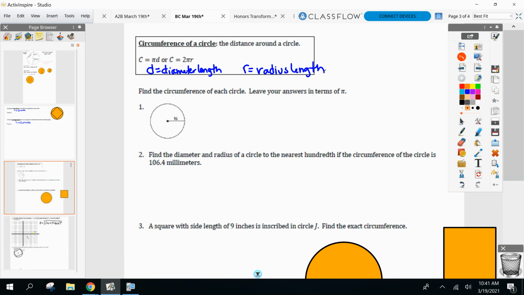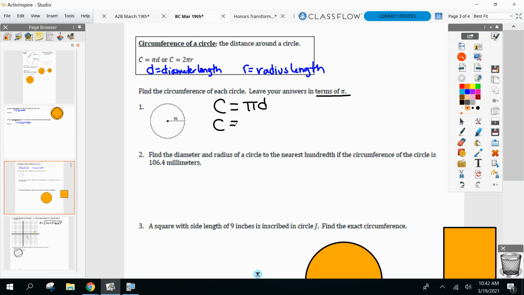There you go. All right, so number one, very basic. Find the circumference. Leave your answer in terms of pi. I'm going to talk about that at the end. So for class purposes, I'm always going to use circumference equals pi d. Again, you choose which one you want to use and keep using the same thing.